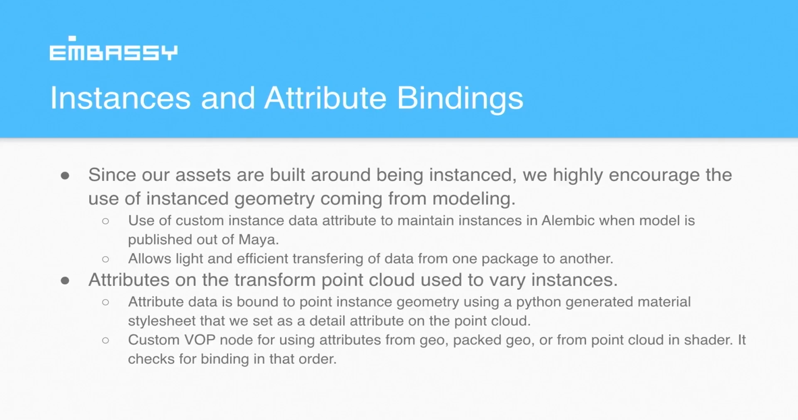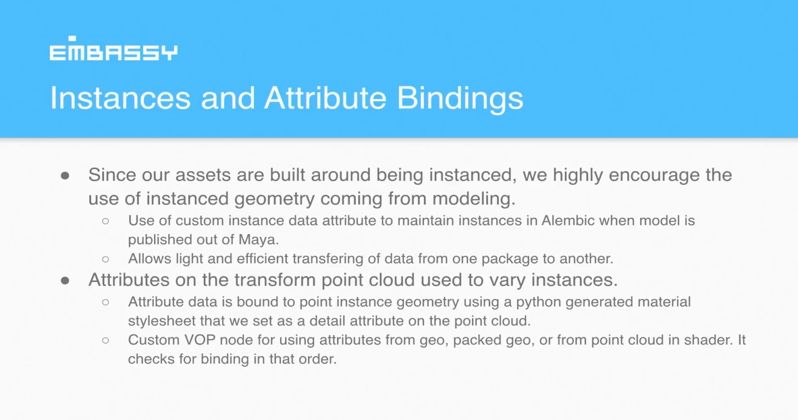Attributes on the transform point cloud are used to vary the instances. So the attribute data is bound to the point instance geometry using a Python-generated material style sheet. We set that as a detail attribute on the point cloud, so that way it knows what attributes need to be bound to the geometry, and this allows us to do material overrides just directly on these points.